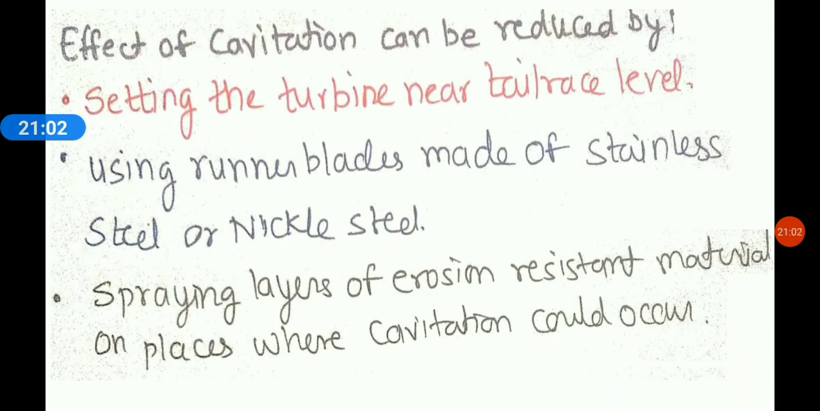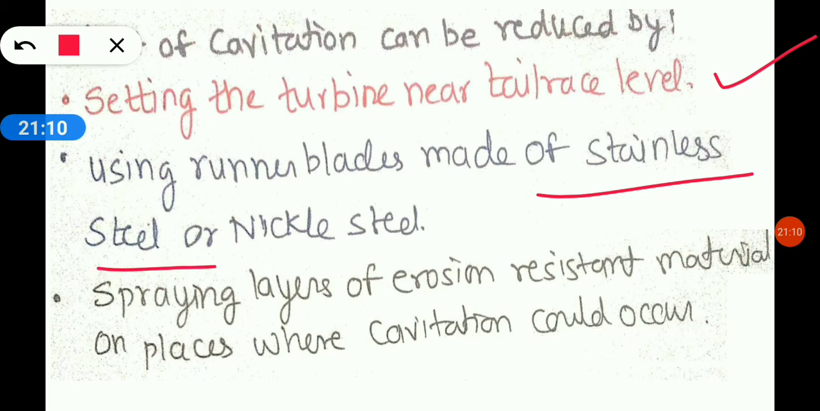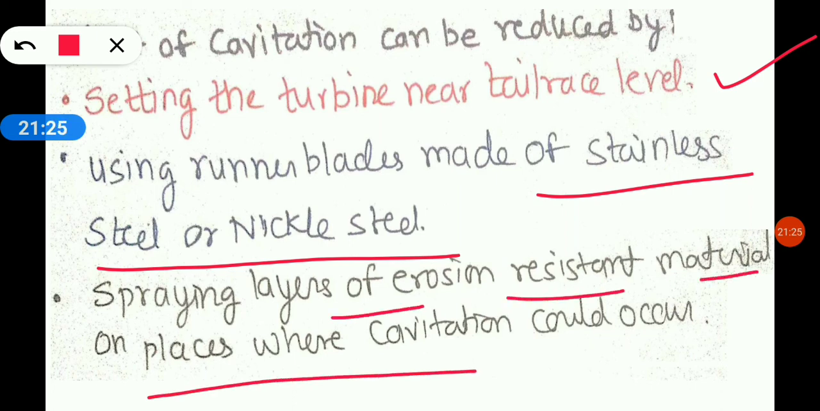Now the effect of cavitation can also be reduced by the following things: setting the turbine near the tail race level, and using runner blades made of stainless steel. Stainless steel or nickel steel will decrease the erosion and pitting action that happens because of cavitation. It cannot avoid cavitation, but it can survive in cavitation. Another way is spraying a layer of erosion resistant material on the places where cavitation could occur. So these are the ways in which you can handle cavitation.